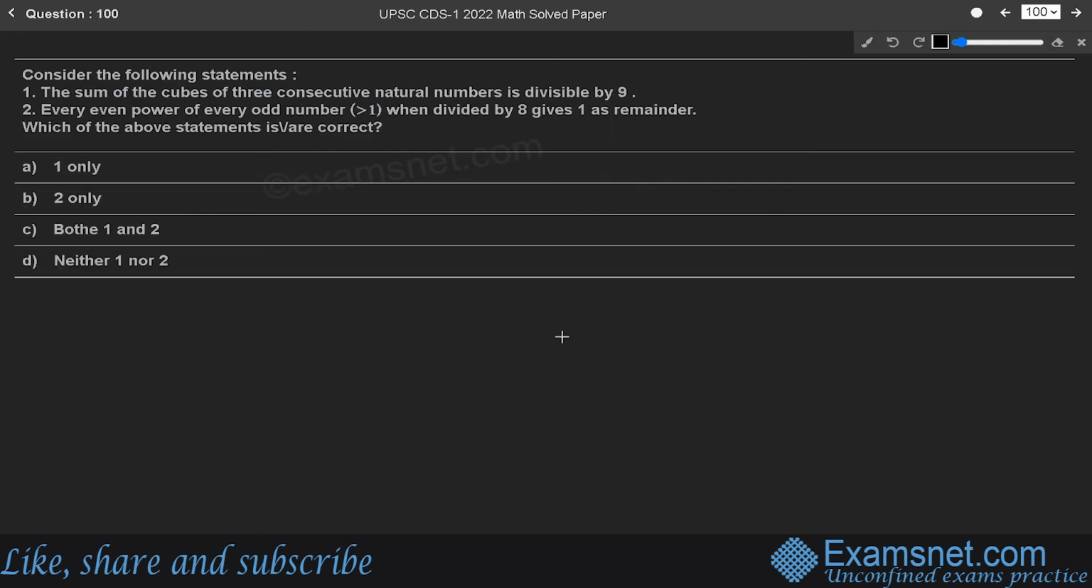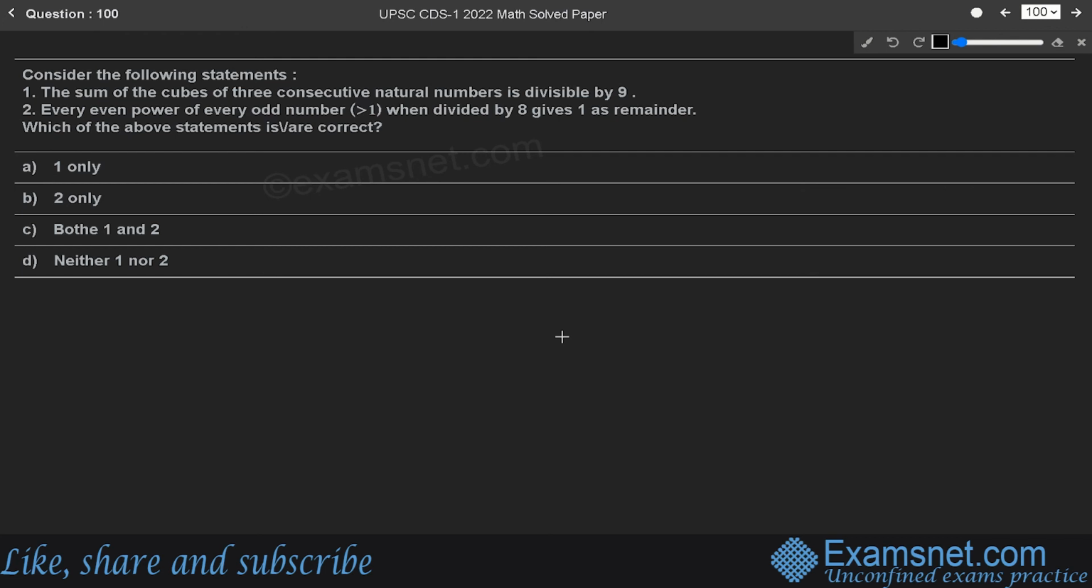Next question is, consider the following statements. The first statement is, the sum of the cubes of 3 consecutive natural numbers is divisible by 9. And the second statement is, every even power of every odd number greater than 1 when divided by 8 gives 1 as a remainder. See, this is a very different question. So this question includes some concepts, and the concepts are natural number, even number and odd number.